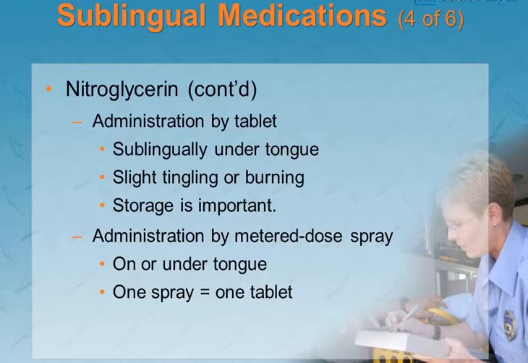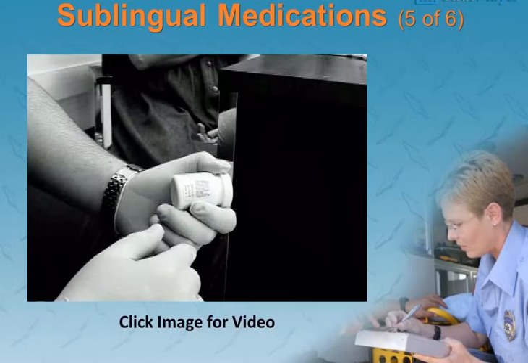Nitroglycerin, continued. Administration by tablet: sublingually, under the tongue. Slight tingling or burning. Storage is important. Administration by metered dose spray: on or under the tongue. 1 spray equals 1 tablet. Sublingual medications, 5 of 6.